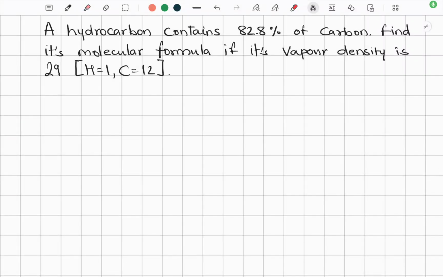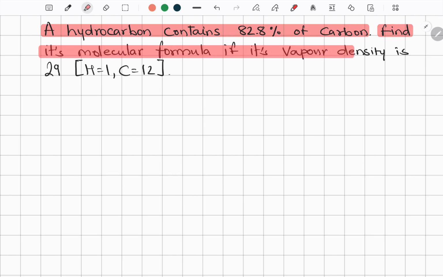So let's try to solve this question. In this question, it's been asked that a hydrocarbon contains 82.8% of carbon, and we have to find its molecular formula if its vapor density is 29. The atomic weights of hydrogen and carbon are given, which are 1 and 12 respectively.